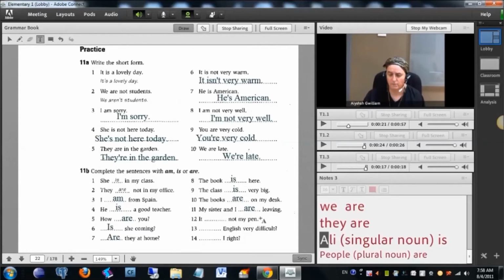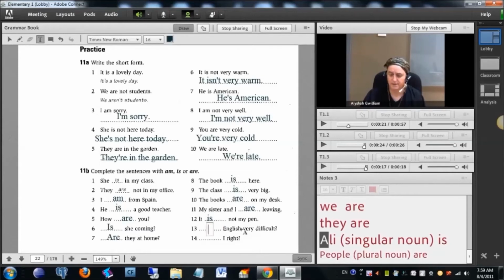Why is it are and not am? Because it should be I am. Can you remember? Why is it that we put are? That's right. It's because my sister and I are 2 people. And when it's 2 people, it's a plural noun, and so it's like people, and so we use are. Okay, number 10. It is not my pen. Number 13. This is a question.